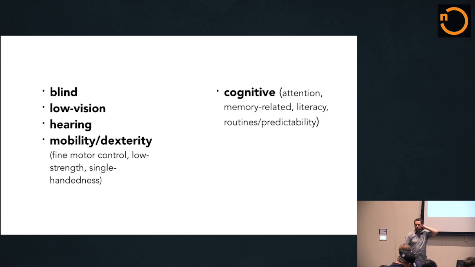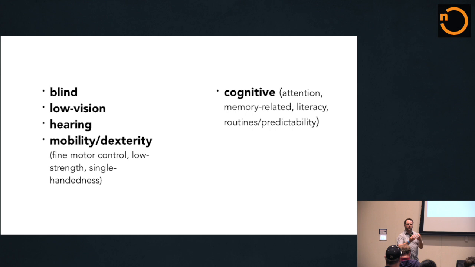And I'll be the first to admit that making things accessible for people that are blind or have low vision or have hearing impairments or mobility or dexterity challenges is way easier than the cognitive side of things. The cognitive side of things is the least well understood area of accessibility in general. And the typical issues are usually related to some type of functional difficulty.